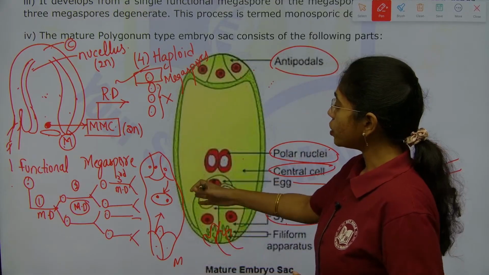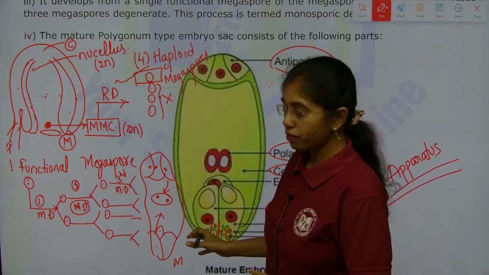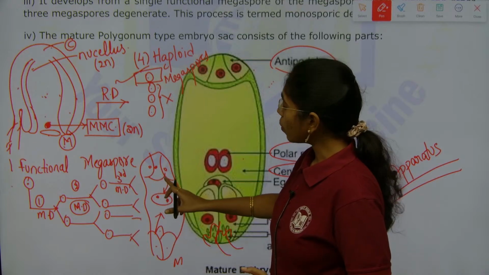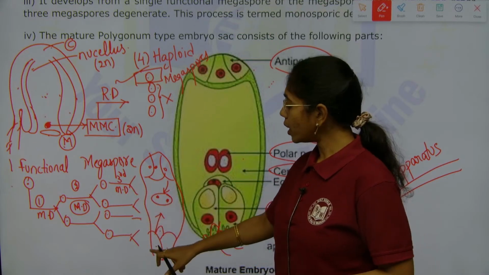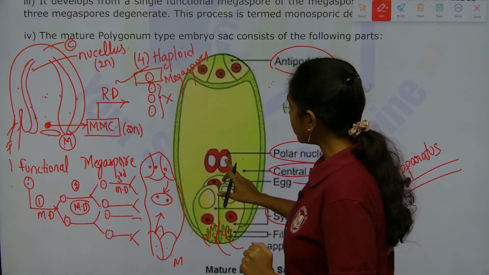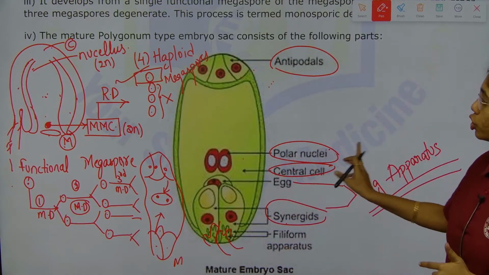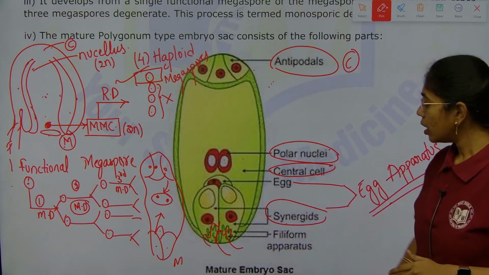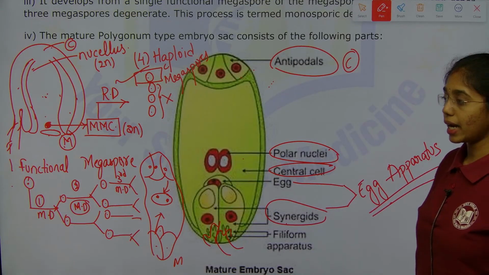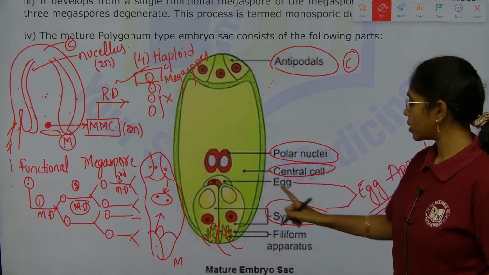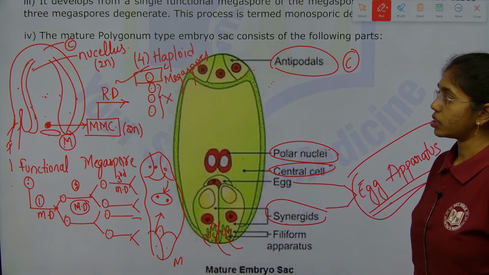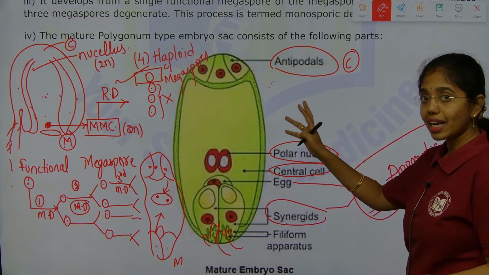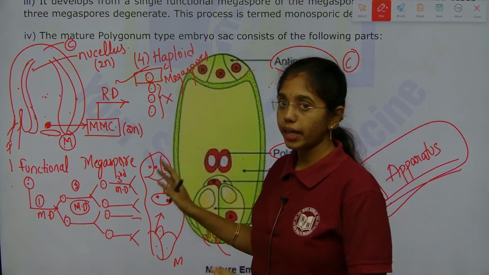So at the end of 3 mitotic divisions, an 8 nucleated and 7 celled condition is formed, wherein 1 nucleus from the chalazal end and 1 nucleus from the micropylar end will come to the center, forming the central cell, and this is the polar nucleus, and 3 antipodal cells at the chalazal end. The three cells which are towards the micropylar end are known as what? Synergids and egg cell together called the egg apparatus. This is the description of how the embryo sac is formed. So the embryo sac is at last a 7-celled, 8 nucleated condition, beta.